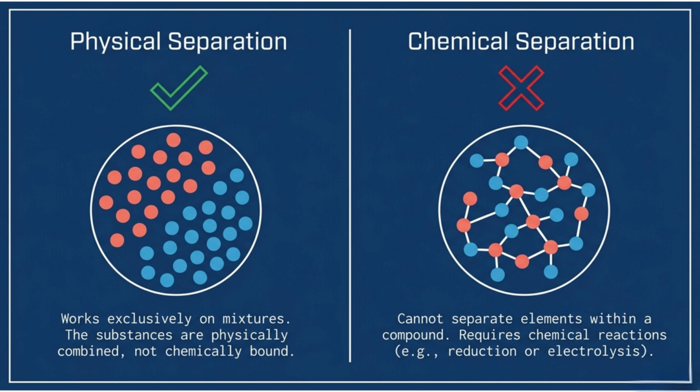Chemical separation, on the other hand, is for compounds. If you want to pull elements apart from a compound, you'll need a chemical reaction, like reduction or electrolysis. For today, we are staying purely in the physical realm.